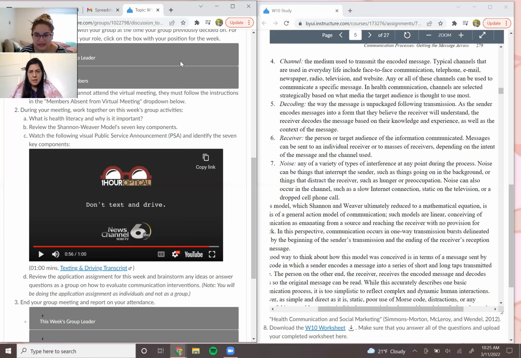Okay, interesting. So in this case, the receiver could be anyone, not just teenagers. Yeah. And noise, well, maybe if you have a very slow internet connection, you couldn't watch the video, and you would lose the feeling that it communicates.